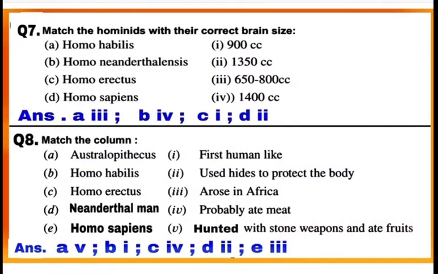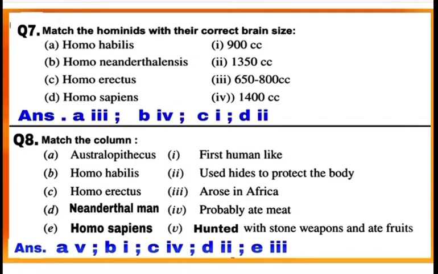Question 7. Match the hominids with their correct brain size. Homo habilis had brain capacity equal to 650 to 800 cc. Homo neanderthalensis had brain capacity equal to 1400 cc. Brain capacity of Homo erectus was 900 cc, while 1350 cc is the brain capacity of Homo sapiens. So here match A with 3, B with 4, C with 1 and D with 2.